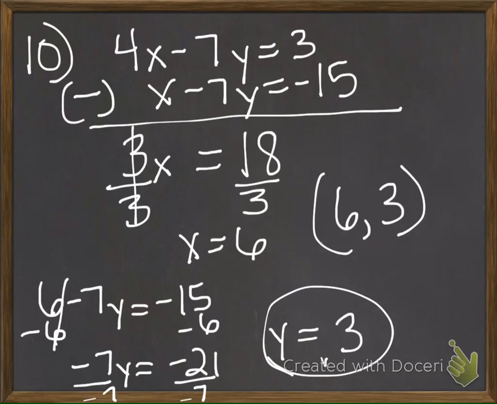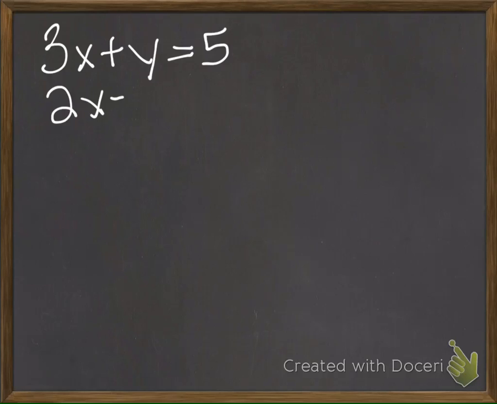Okay, so let's go down to number 16 on your homework, page 382. You have 3x plus y. Let's get a clean screen. You've got 3x plus y equals 5, and you have 2x minus 2y equals negative 2. Okay? When you look at this equation, is there an x or is there a y that can be eliminated? No. The 3x and the 2y, those don't cancel out, and the y and the 2y, those don't cancel out.